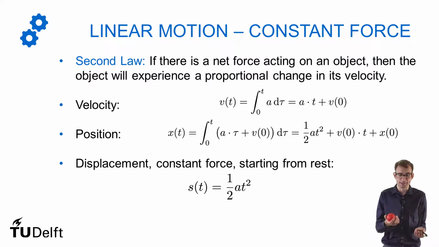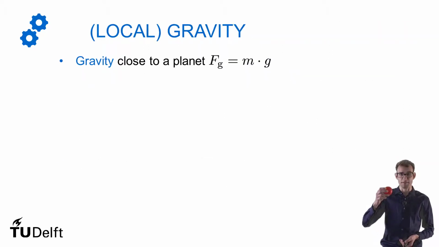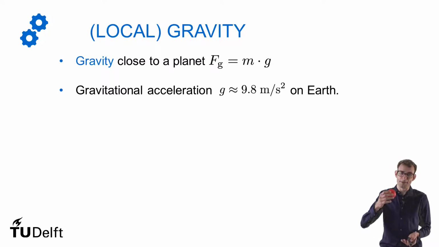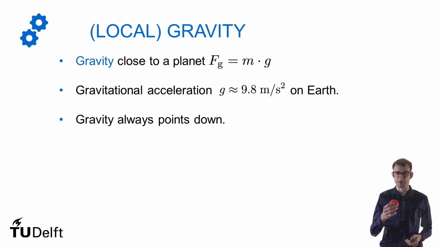To make this concrete, gravity locally close to Earth is exerting a constant force on this ball. It's simply the mass of the ball times the gravitational acceleration, which for planet Earth is about 9.8 meters per second squared. So if I drop the ball, what will happen is that it will accelerate, usually downwards because gravity points down, with this constant acceleration, and its position will be quadratically dependent on time.